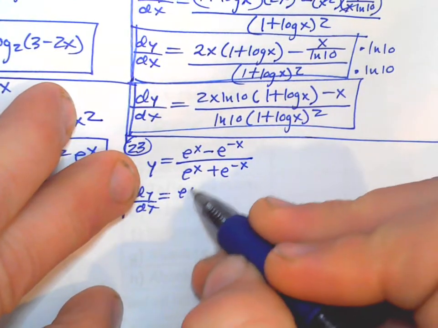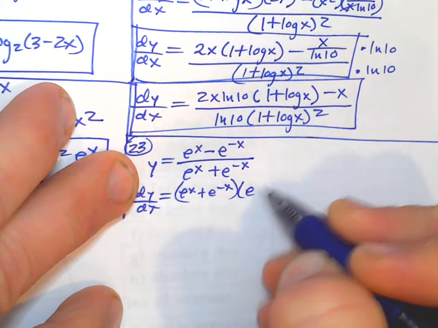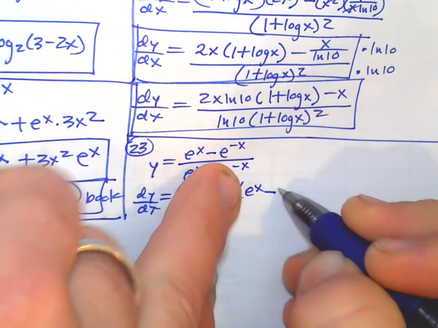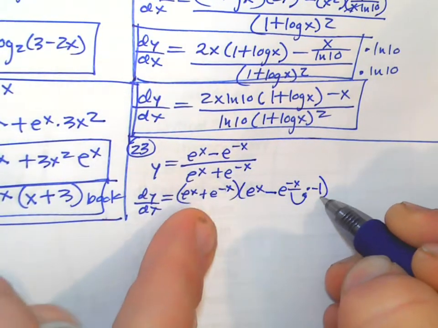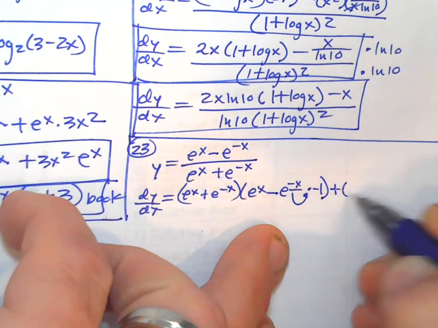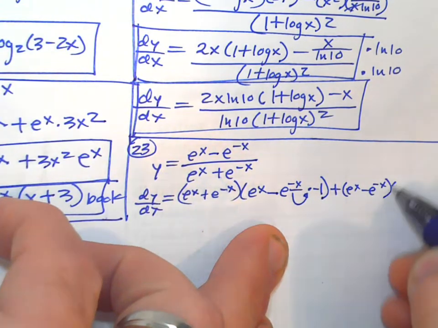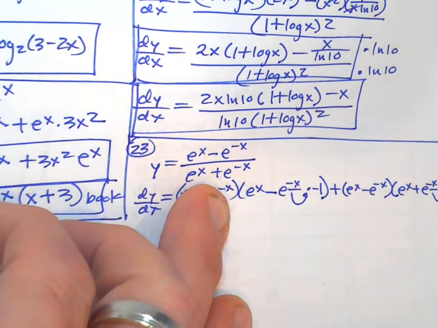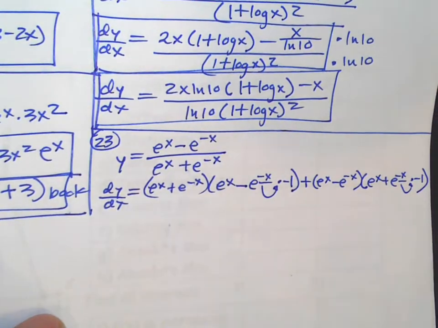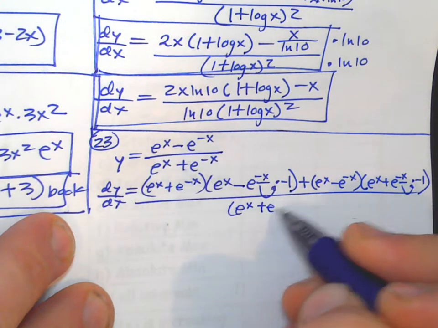We could do low d high. Now d high is going to be e to the x minus the derivative of e to the negative x, which is e to the negative x, and then you can multiply times an extra negative 1 because of the chain rule. Low d high minus high d low. Derivative of high is going to be e to the x plus e to the negative x times the derivative of what's inside, negative 1, chain rule. So low d high minus high d low all over, don't forget, low squared.